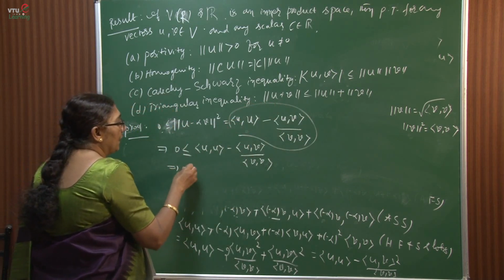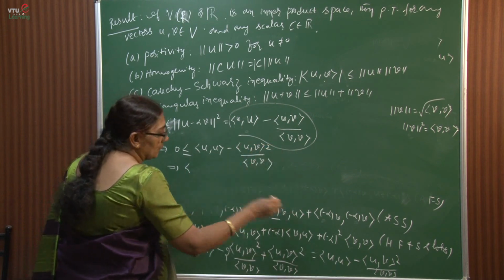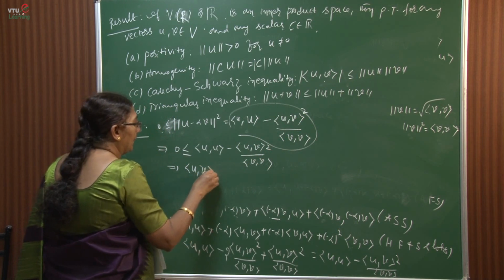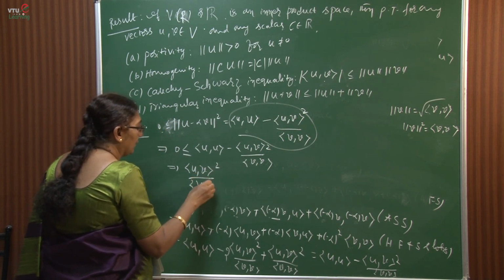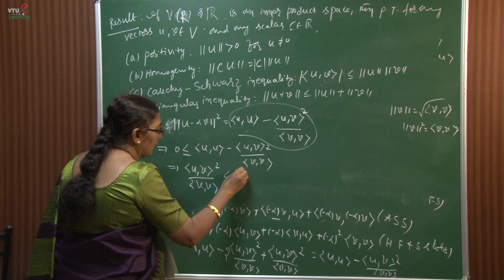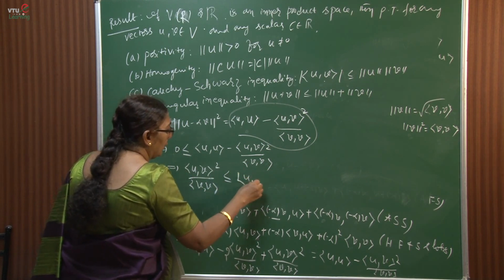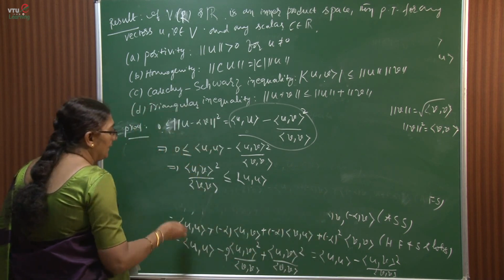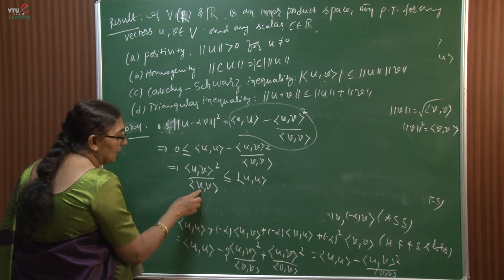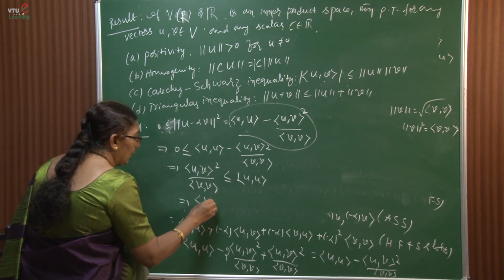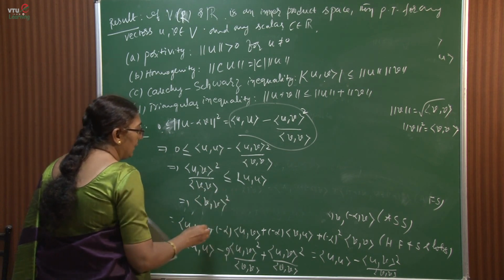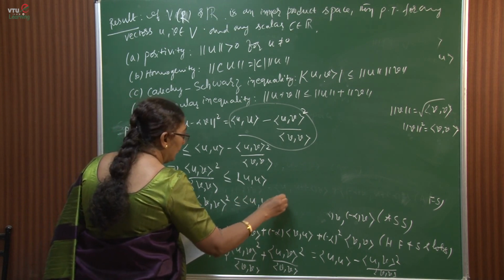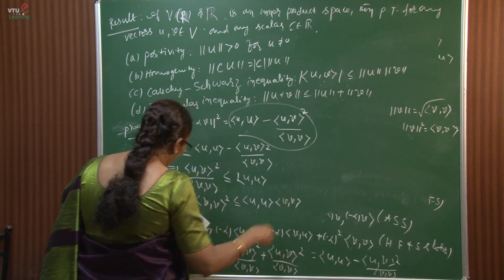This implies the inner product of u comma v whole square divided by, I shifted one of the terms to the left hand side, is less than or equal to the inner product of u comma u. That implies, taking this as cross multiplication, we already took v not equal to 0, the inner product of u comma v whole square is less than or equal to the inner product of u comma u into the inner product of v comma v.